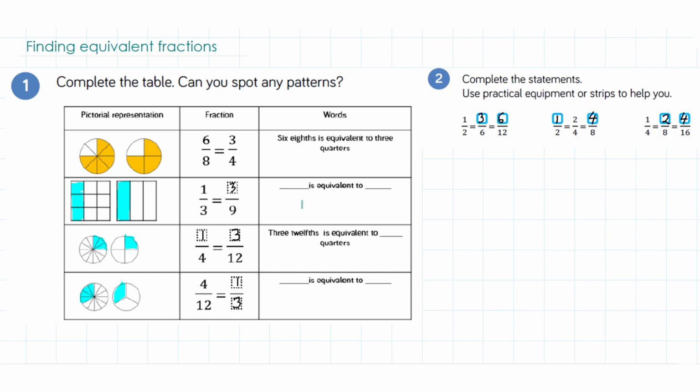And here are some of the answers for the first set of questions. In here we have 1/3 is equivalent to 3/9. So in words, 1/3 is equivalent to 3/9, or of course it can be the other way around. In the second one, we can see that 1/4 is equivalent to 3/12. So here 3/12 is equivalent to just 1/4. And then in the last one, 4/12 is equivalent to 1/3. And then you can write that in words here. Either way around is correct. 4/12 is equivalent to 1/3, or 1/3 is equivalent to 4/12. And then in number 2, I've completed those equivalent fractions.